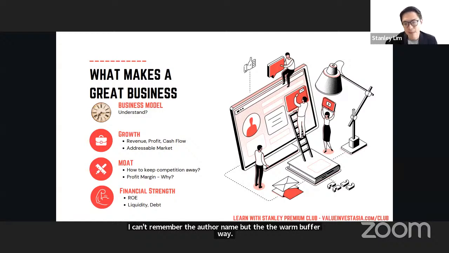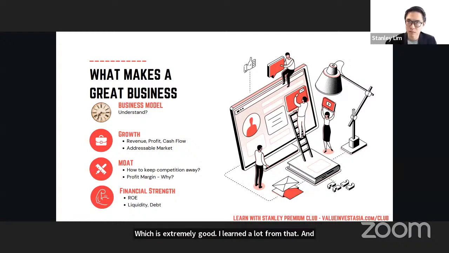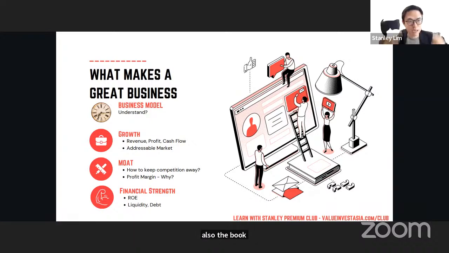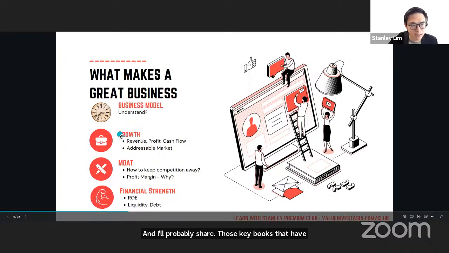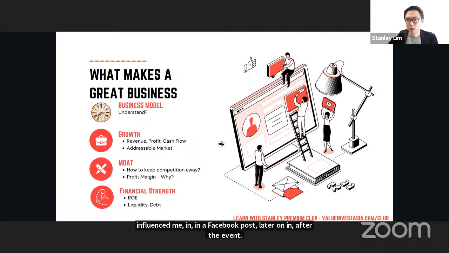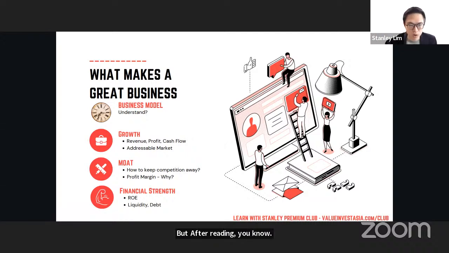I learned a lot from that, and also the book from, I can't remember already, such a long time ago, maybe 15 years ago, by Philip Fisher, right? Which is talking about how you search for great companies too. And I'll probably share those key books that have influenced me in a Facebook post later on after the event. But after reading, I think close to 30 books on investing, I summarize them into these few areas that we have to focus on to understand a great business.